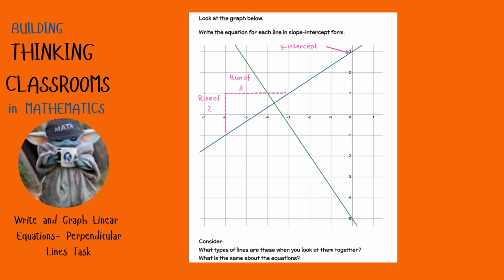With the blue line, we can see that we have a rise of 2 and a run of 3 with a y-intercept of 3. This would give us the equation y equals 2 over 3x plus 3. The green line has a rise of 3 and a run of 2 with a y-intercept of negative 5. This gives us the equation y equals negative 3 over 2x minus 5.